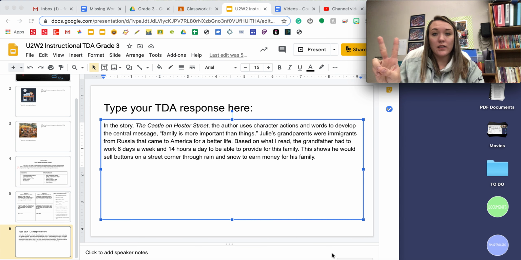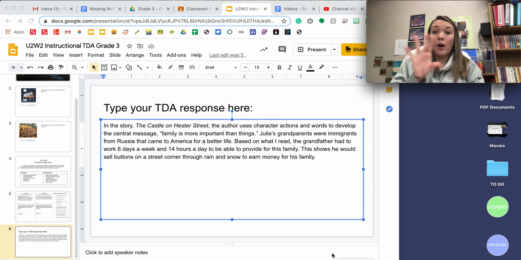Our second sentence was a one-sentence summary. It told the reader of our TDA response what the entire story was about. The third sentence was our first piece of evidence that I was able to just copy and paste from my chart because I did the hard work on the chart. And then the fourth sentence was my second part from the chart, which was my inference.